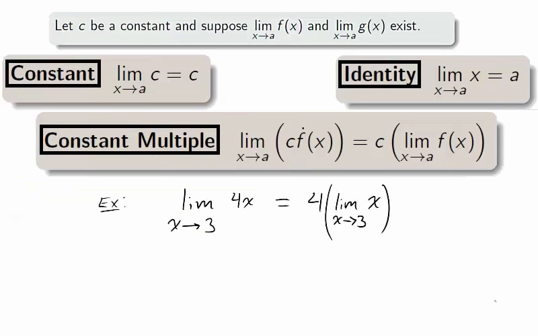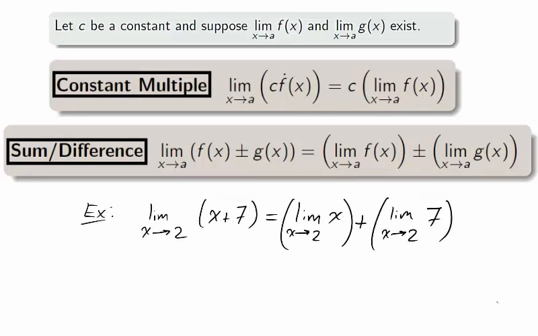If the limit of f exists, then the constant multiple law says that a constant can be multiplied before or after the limit is taken. Since we know the limit of x exists and is 3 whenever x approaches 3, the constant multiple law gives the limit of 4x to be 12.